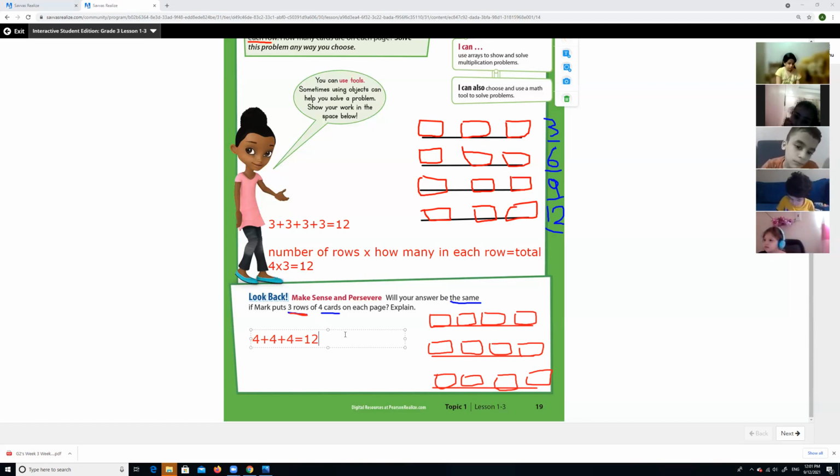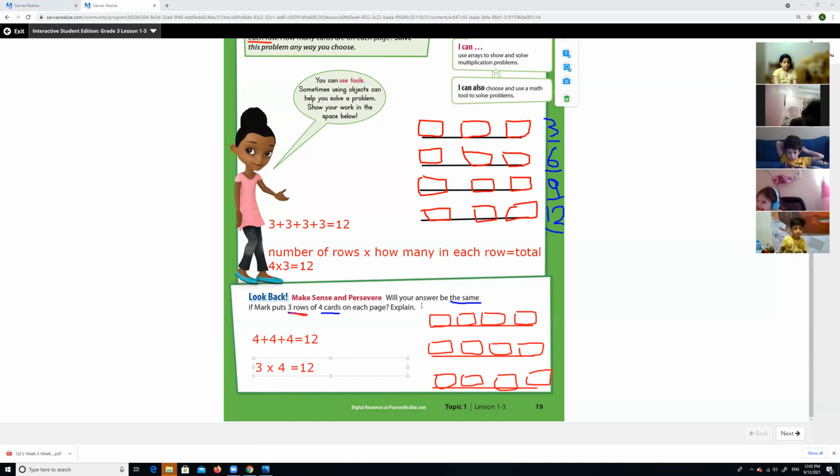Now, Yashrif, can you give me multiplication equation? Multiplication. Yes. The rule I use is the number of rows times how many in each row. Excellent. I have 3 rows. The number of rows is 3 times how many? 4. 3 times 4 equal 12.